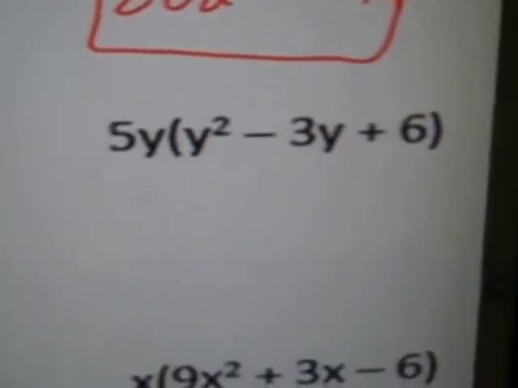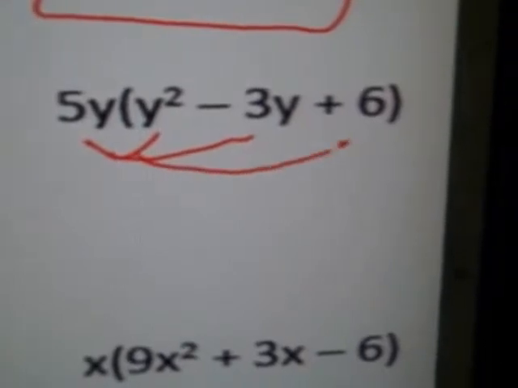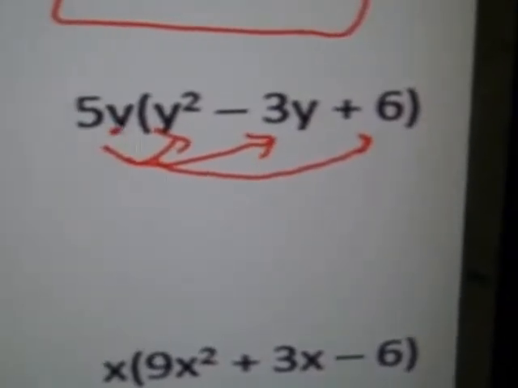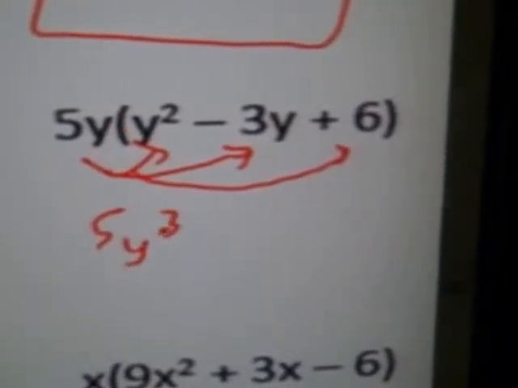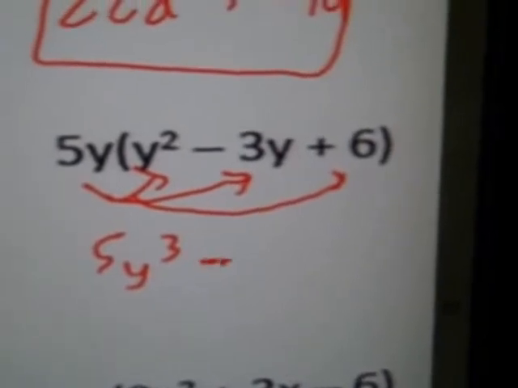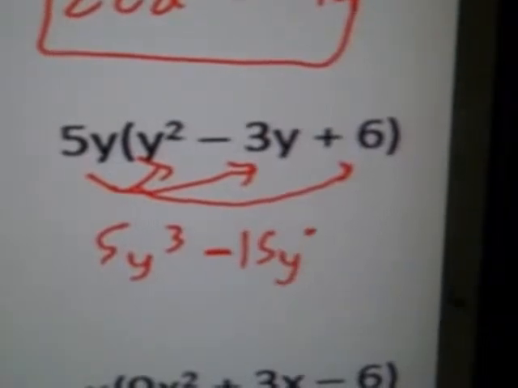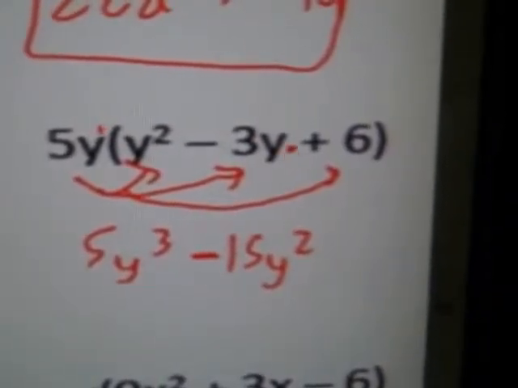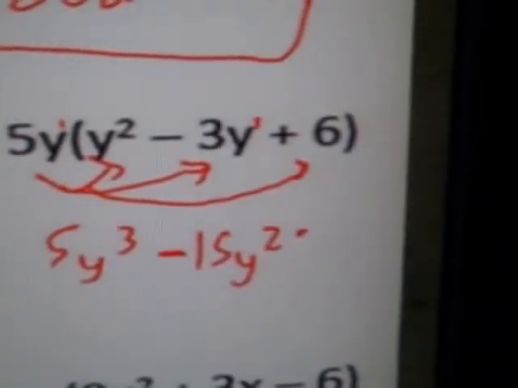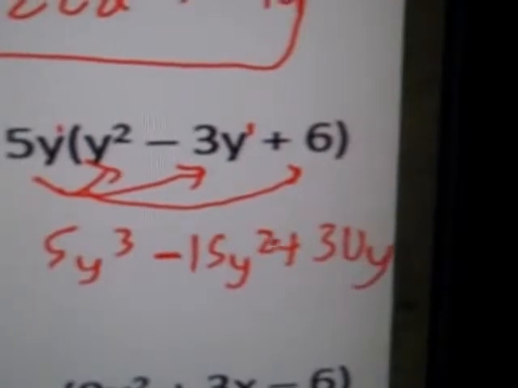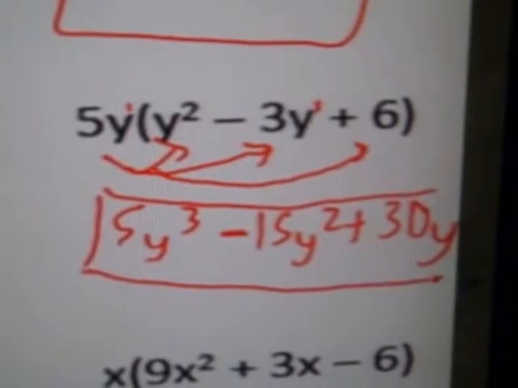Let's jump to number 6. I'm going to distribute the 5y all the way through this trinomial to all three terms. 5y times y squared is 5y cubed, because 1 plus 2 is 3. And then the next answer I know is going to be negative. 5y times 3y is 15y squared. I add 1 and 1. The last would be 5y times 6, that is 30y. Final answer, 5y cubed minus 15y squared plus 30y.